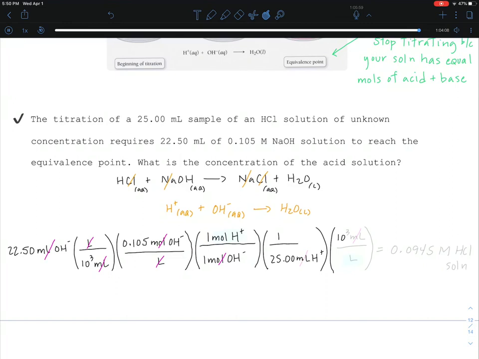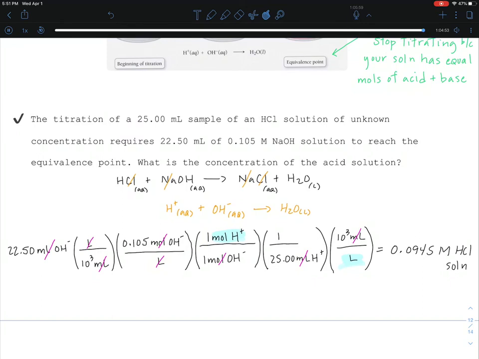So 1,000 milliliters to convert to liters. So when I cross out these units, milliliters are going to go away. And what am I left with? I'm left with moles of H plus per liter. And that is a concentration unit. So what did I get? I got 0.0945 molar, and that is my HCl solution.